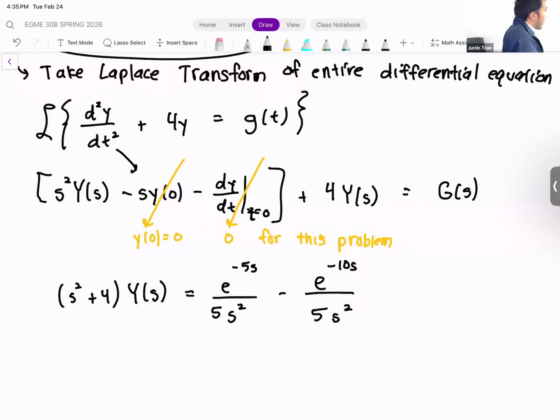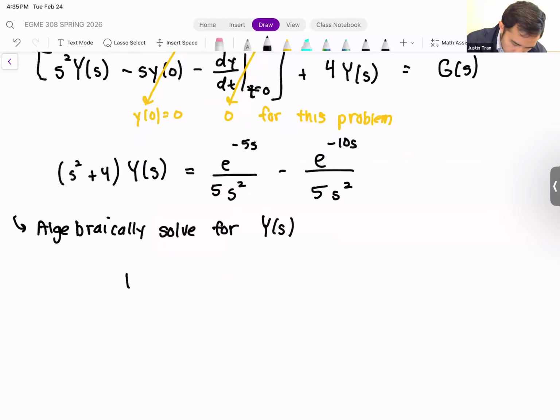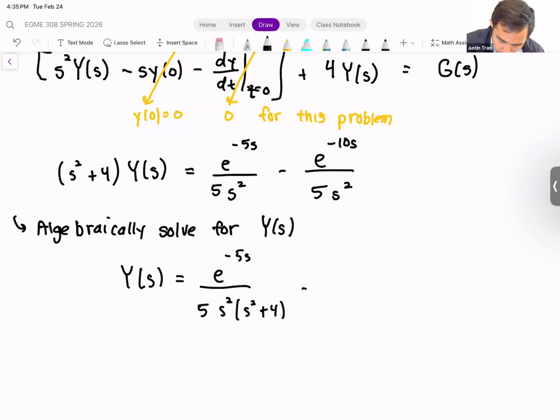Okay, and now that we've taken the Laplace transform of the entire equation, the next step is just to solve for Y of s, which is simple in this case. So algebraically, solve for Y of s. We're just going to divide both sides by s squared plus 4. Y of s is equal to e to the minus 5s divided by 5 s squared times (s squared plus 4), minus e to the minus 10s divided by 5 s squared times (s squared plus 4).